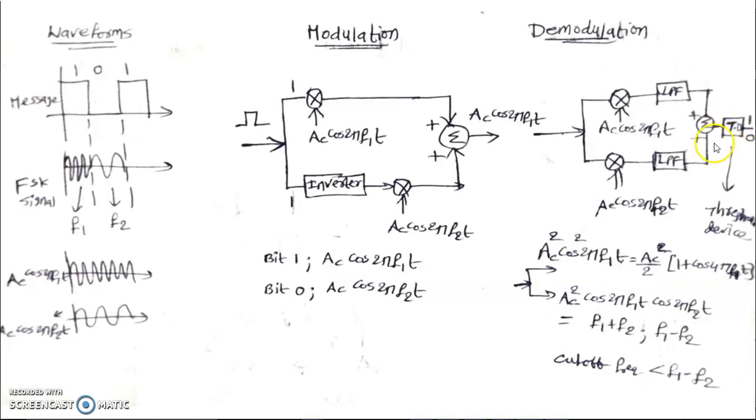So like this we are going to transmit the FSK signal, and you can demodulate the FSK signal as 1 again here. Now we will see what is the bandwidth required for this FSK.